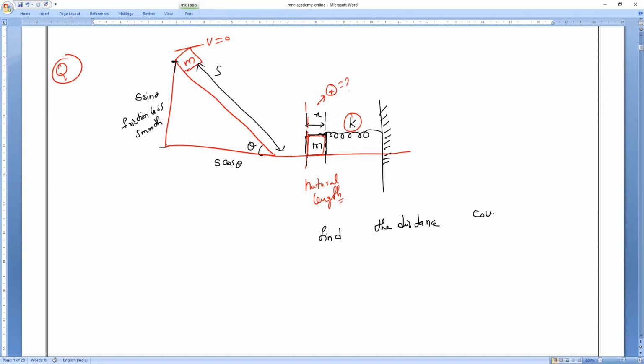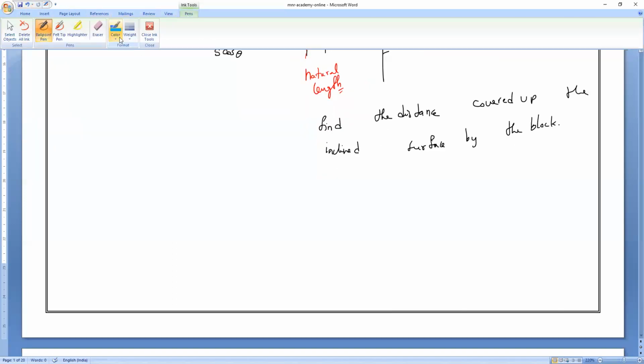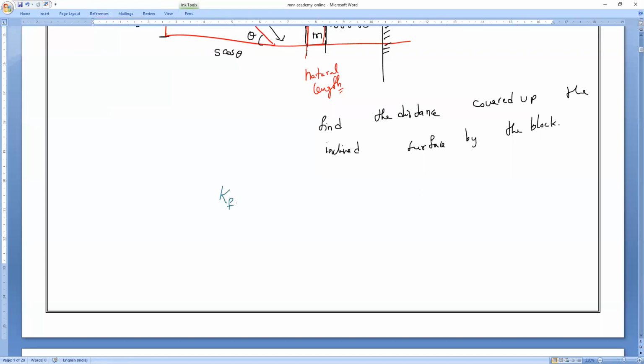So now our question is: find the distance covered up the inclined surface by the block. This is a smooth surface. Smooth surface means which formula do we have to use? First formula, second formula? Frictionless surface, so the second: final kinetic energy plus final potential energy is equal to initial kinetic energy plus initial potential energy.